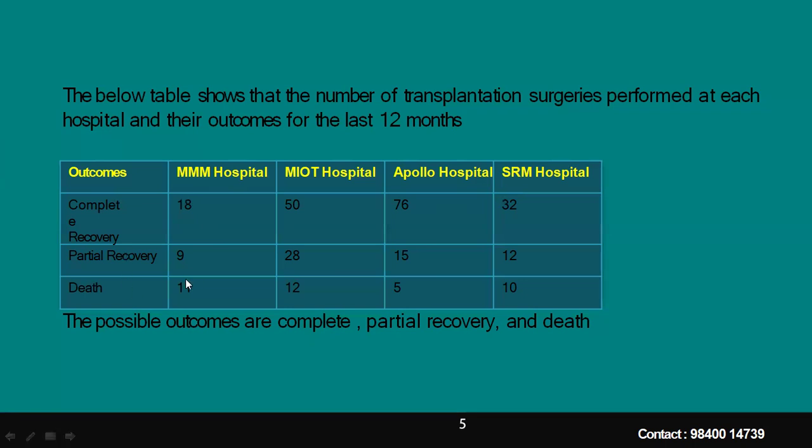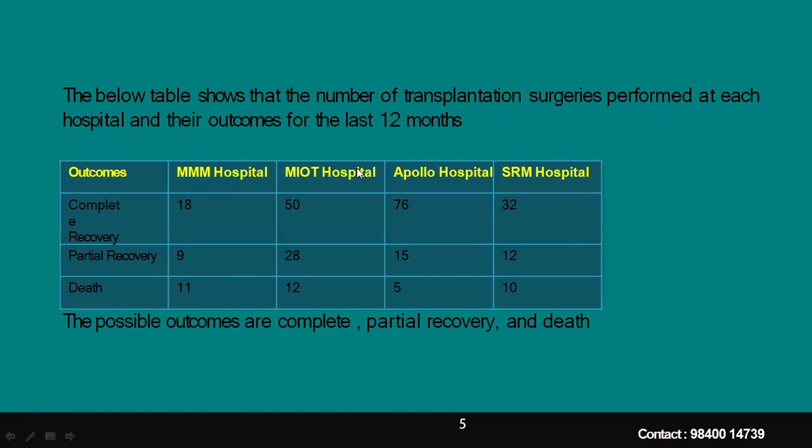And if you see partial recovery, 9 people, 28 people partial recovery, these are the values. Here it is the number of occurrences of values, right? So you cannot take an average and all here. It's how many people completely recovered in each hospital. That's what we can see here. How many people partially recovered? How many people died? The number of occurrences we note down.